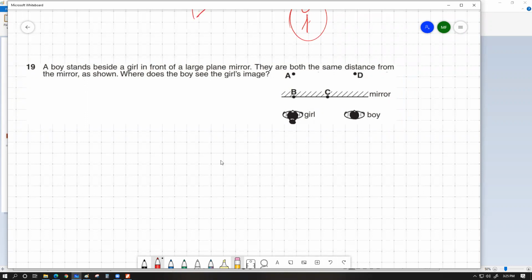Now, try to understand. Where does the boy see the girl's image? So basically, they're asking us, where is the image of the girl created? No matter where the boy is, irrespective of the position of the boy, the image of the girl would be behind the mirror, equal distance away from her. This is always true. If the boy is observing from here, the image of the girl will be here.